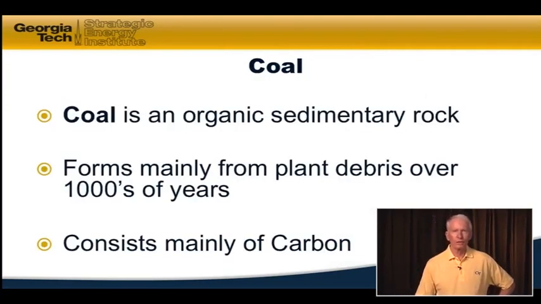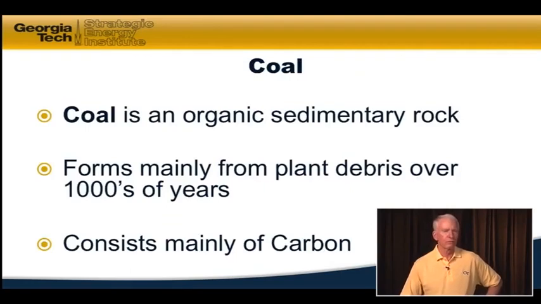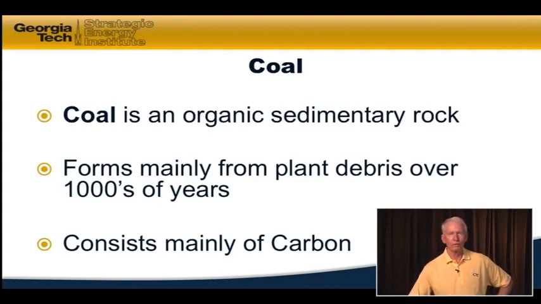Coal is an organic sedimentary rock. It forms mainly from plant debris over thousands of years, and it consists mainly of carbon. Coal doesn't have any hydrogen in it. We still include it in hydrocarbons, which indicates it's got both carbon and hydrogen. The other fossil fuels do have hydrogen in them, but coal only has carbon in it.